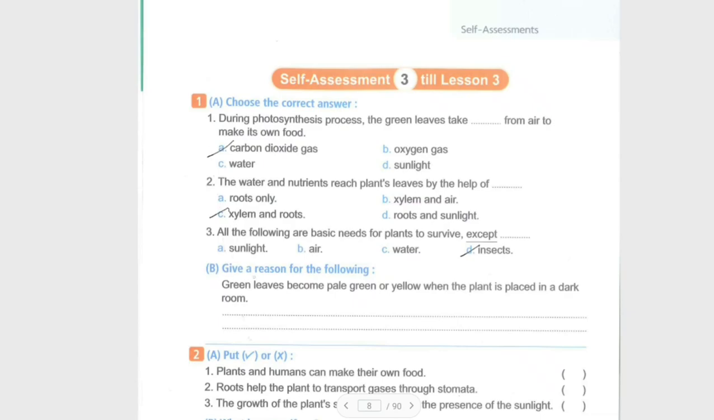Number B says, give reason for the following. Green leaves become pale green or yellow when the plants are placed in a dark room. Why? Because light of the sun is very important to plant growth. I can say that the light of the sun is very important.